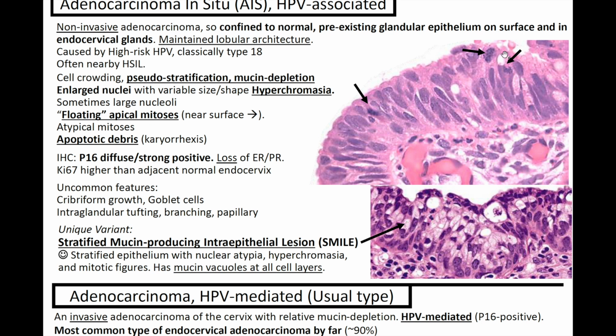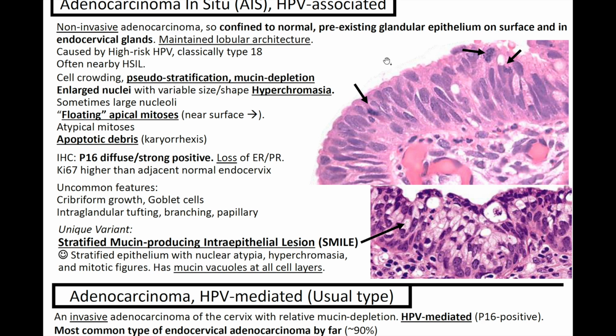and they can be very atypical at times. You'll also classically have apoptotic debris or karyorrhexis. You can think of this as a highly proliferating, turning over area where you're going to have a lot of mitotic figures and karyorrhectic debris. And as far as IHC for AIS, it's going to be diffusely and strongly positive for P16 with loss of ER/PR, and Ki67 will be higher than adjacent normal endocervix.